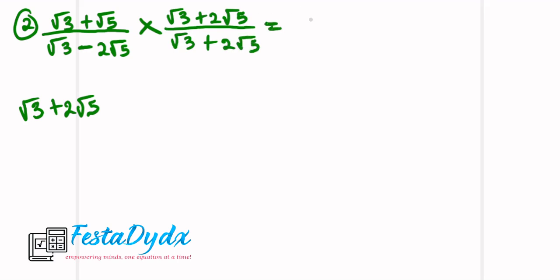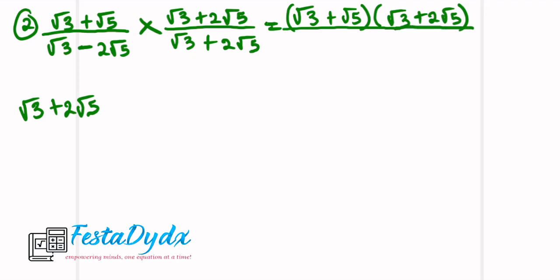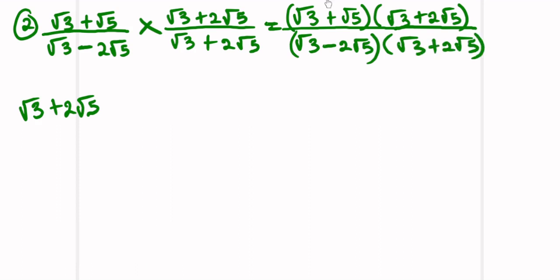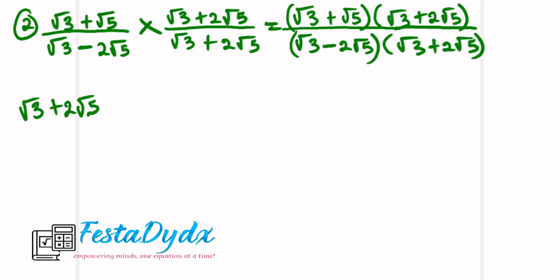So bring the numerators together: root 3 plus root 5 in a bracket, root 3 plus 2 root 5 in a bracket. Now for the denominator, we'll have root 3 minus 2 root 5 in a bracket, root 3 plus 2 root 5 in a bracket. So now we have to clear this bracket for the numerator and denominator. So let's start with the numerator.